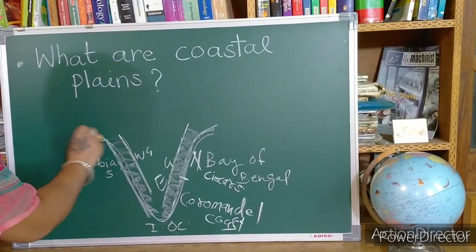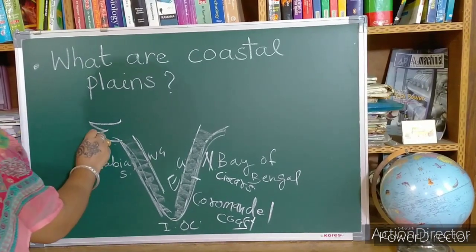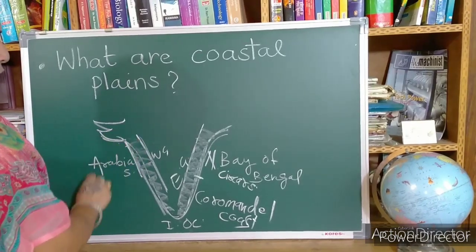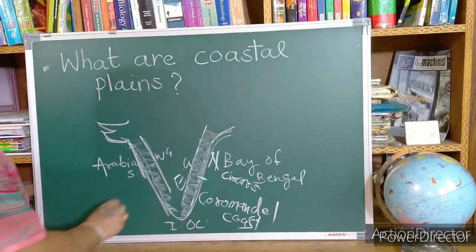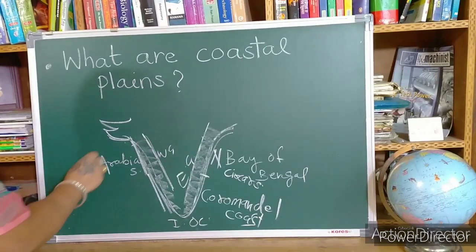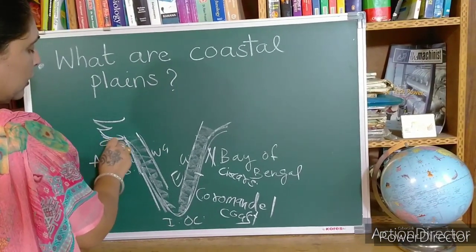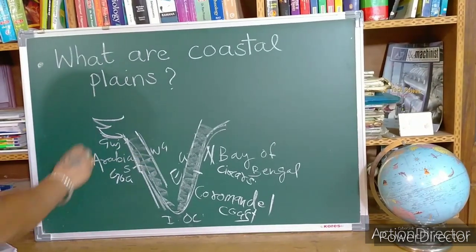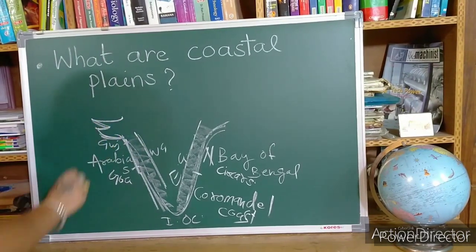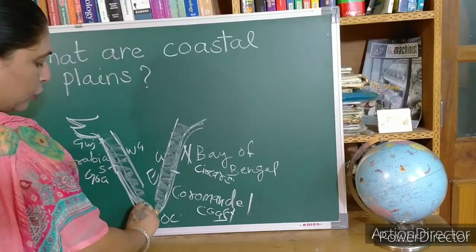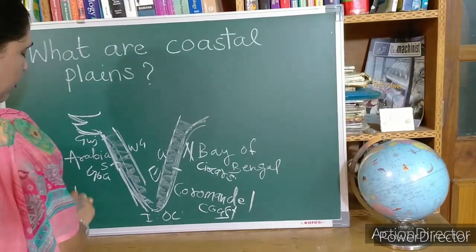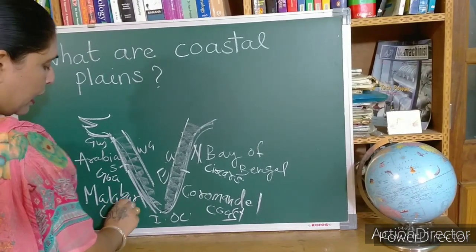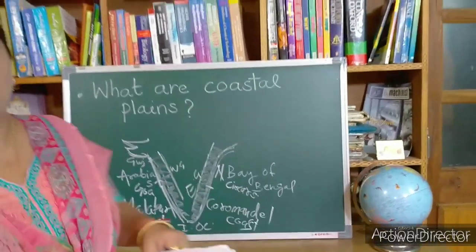Here Gujarat is there. This is the Gujarat coast. This is the Konkan coast, and this is the Malabar coast. The place from Gujarat to Goa is the Konkan coast. Here this place, this Gulf of Kutch is the Gujarat coast, and Kerala to Kanyakumari is known as the Malabar coast. I hope you understood about this.